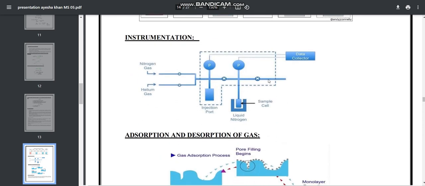This is the instrumentation of BET. Nitrogen is introduced into the chamber. This is the helium gas. These are the pressure chambers, and finally this is the data collector, which is used to build the isotherms. This is the sample cell which holds the sample, with nitrogen as the adsorbate in this case.